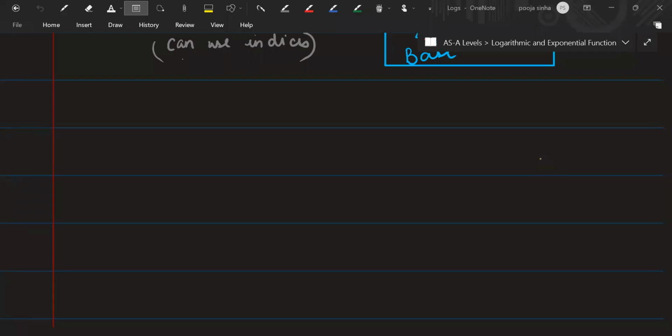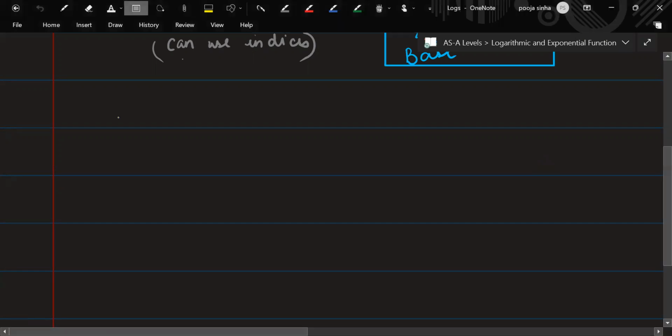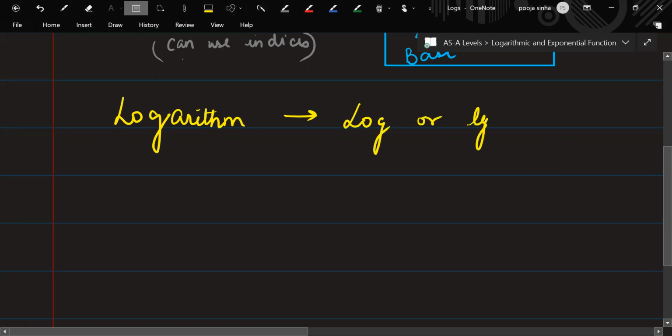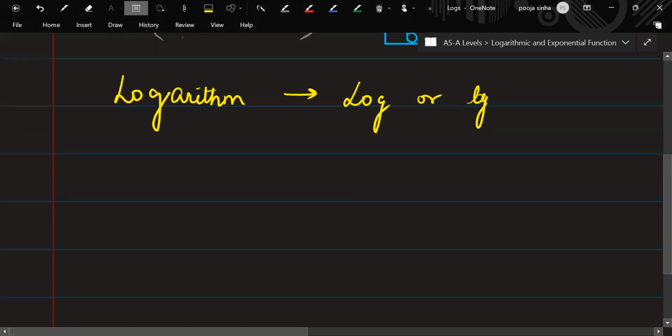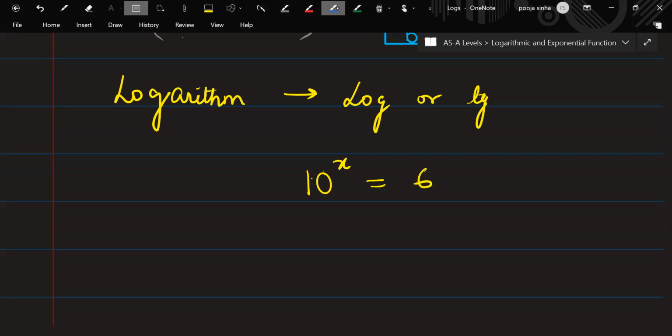Let's start with, first of all, what the word log is. Log is the short form of logarithm, which we either write as log or you also see as lg. Now, do you know about indices? Suppose I write 10 raised to power x equal to 6. Can you identify which is the base, which is the index, and the value?